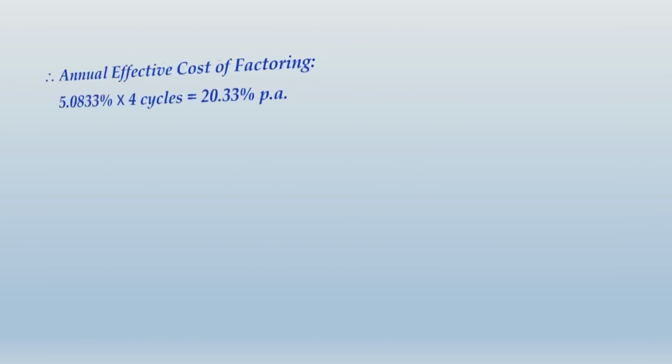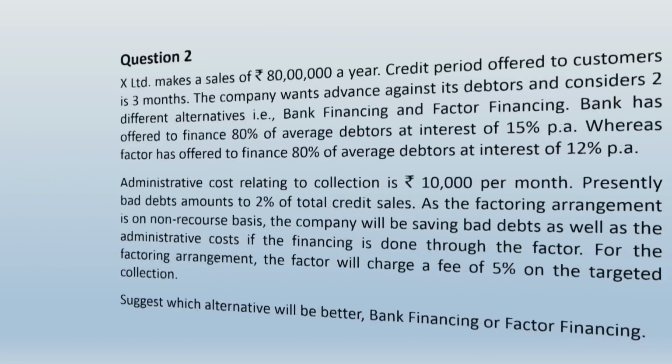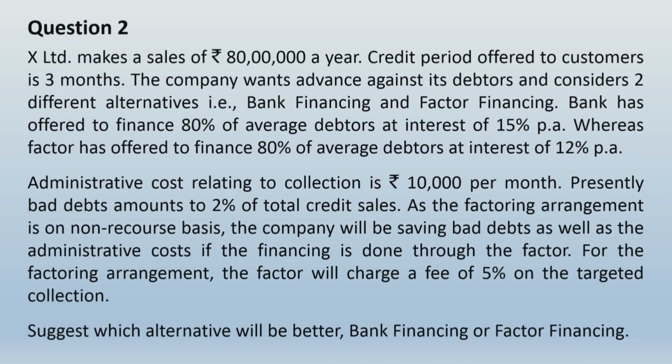Alright friends, let us move ahead and take up the next question, that is question number 2. And let us first read this. X Limited makes a sales of rupees 80 lakhs a year. Credit period offered to customers is 3 months. The company wants advance against its debtors and considers 2 different alternatives, that is bank financing and factor financing. Bank has offered to finance 80% of average debtors at interest of 15% per annum, whereas factor has offered to finance 80% of average debtors at interest of 12% per annum.